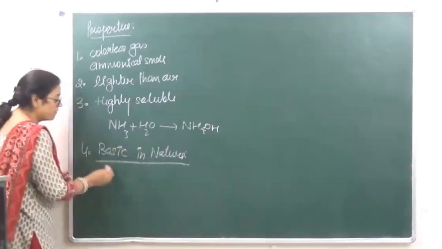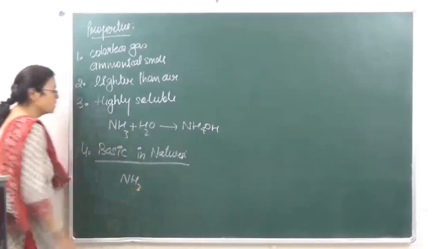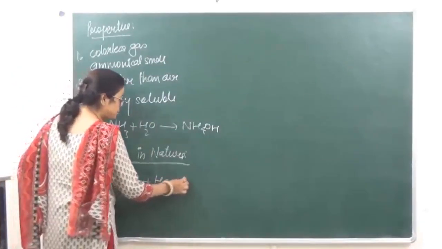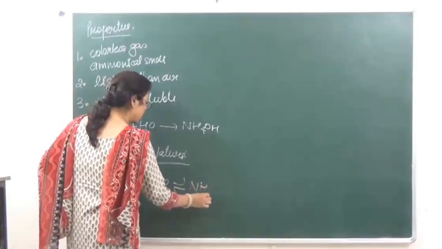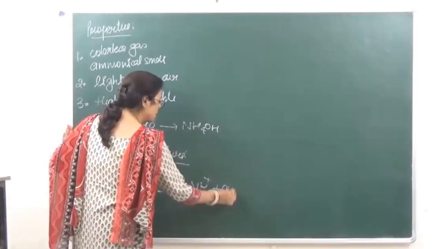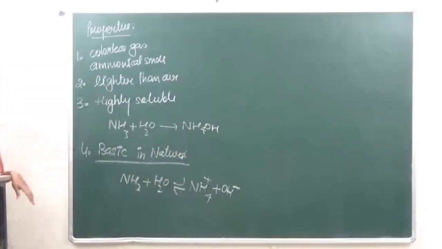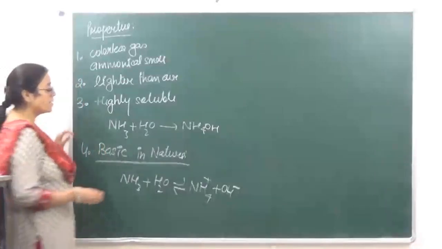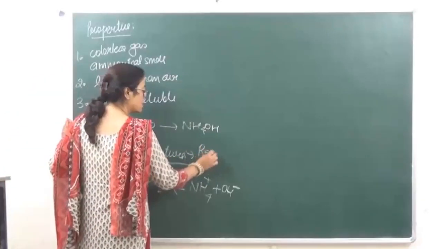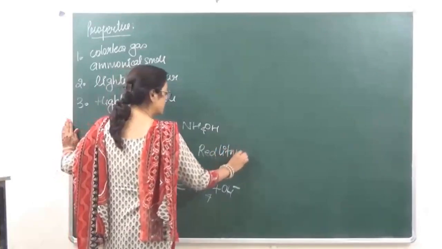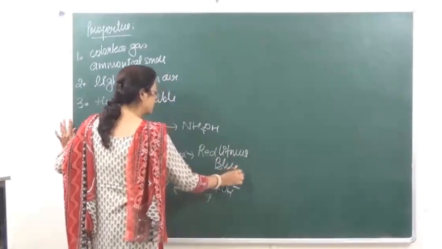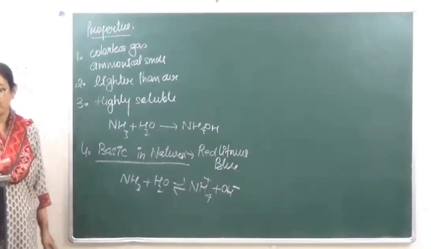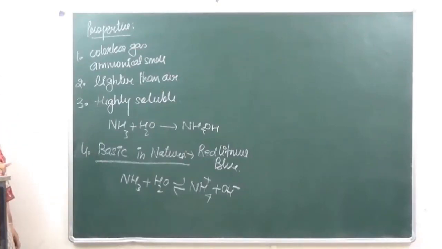So, if we are dissolving ammonia in water, it is going to give us hydroxyl ions. Due to the presence of these hydroxyl ions, it is seen that ammonia turns red litmus blue. It is going to turn red litmus blue because of its basic nature.